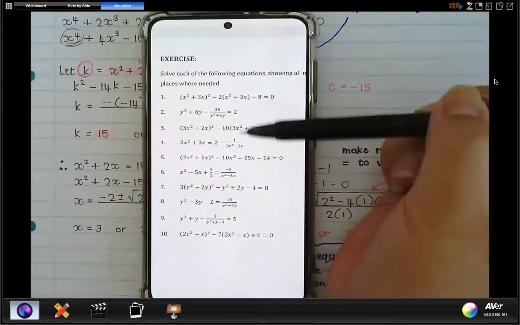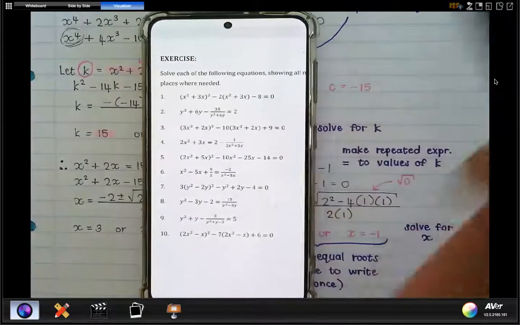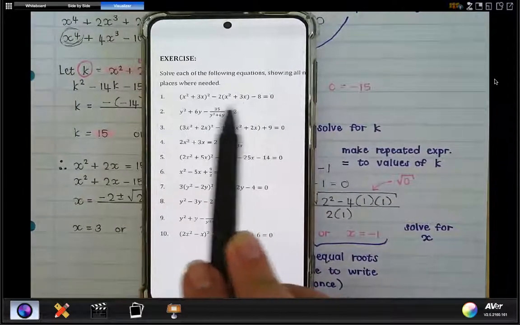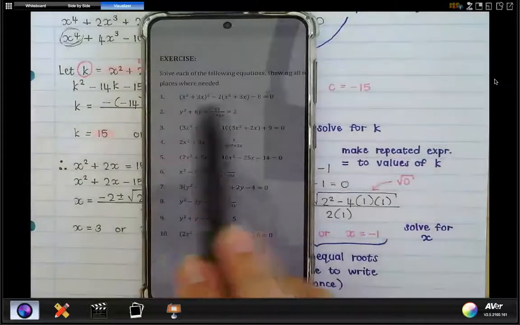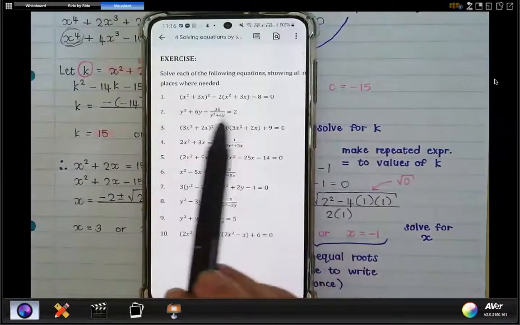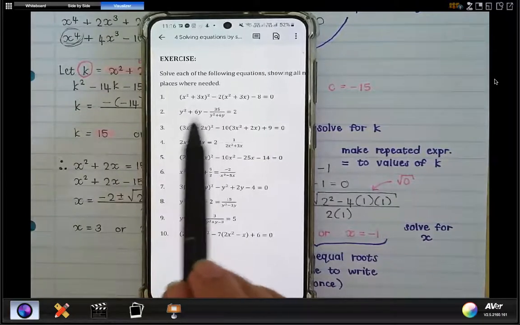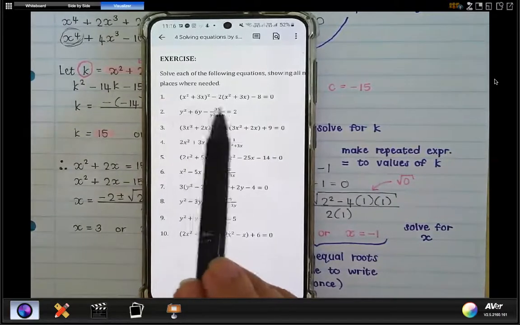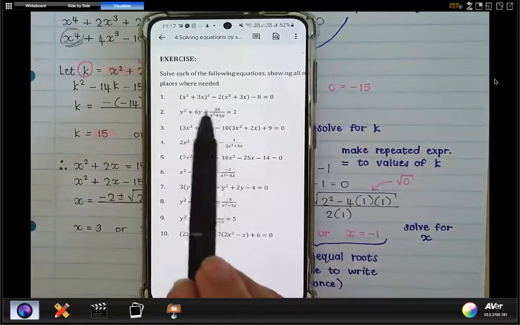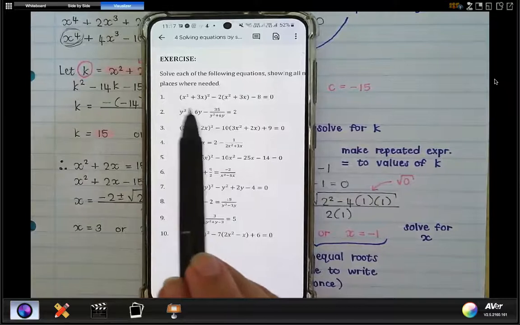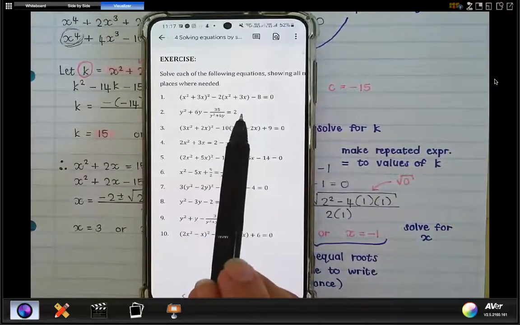What I want you to notice is that in each of these equations, there is a repeated expression. In the first one, this is quite similar to the one we just did. In the first one, it's the bracket. That is what you are going to make equal to k. In the second one is what we have here, y squared plus 6y. We see that is repeated in the denominator. So you're going to make that k. You're going to have minus 35 over k equal to.